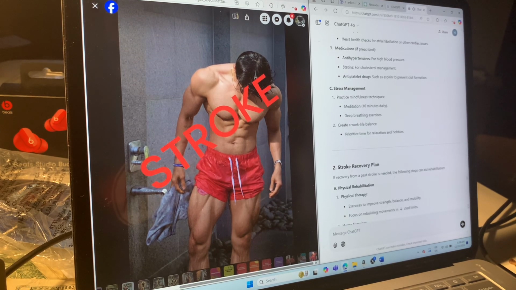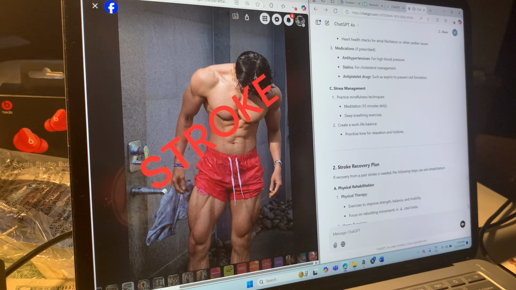A. Physical rehabilitation. 1. Physical therapy: exercises to improve strength, balance, and mobility. Focus on rebuilding movements in affected limbs. 2. Home exercises: gentle stretching to prevent stiffness. Practice standing or walking with support.